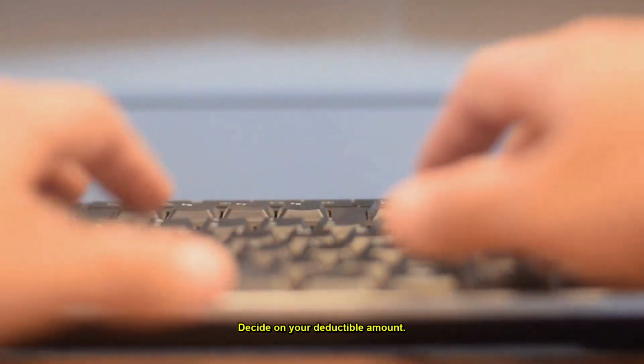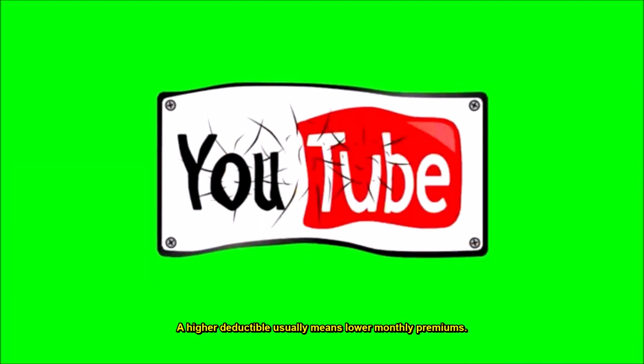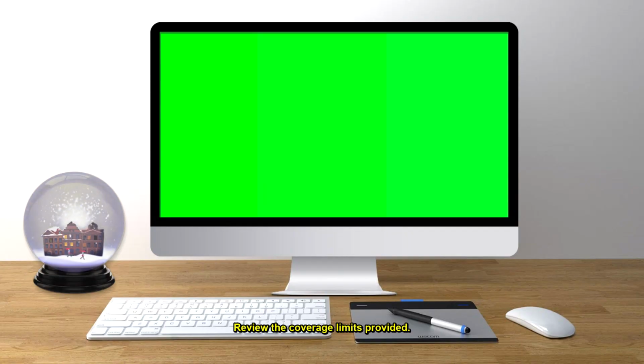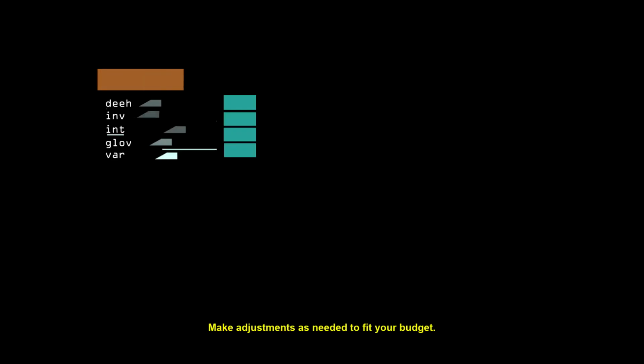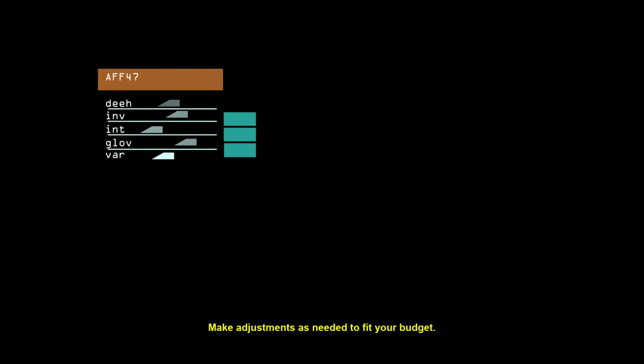Decide on your deductible amount. A higher deductible usually means lower monthly premiums. Review the coverage limits provided. Make adjustments as needed to fit your budget.